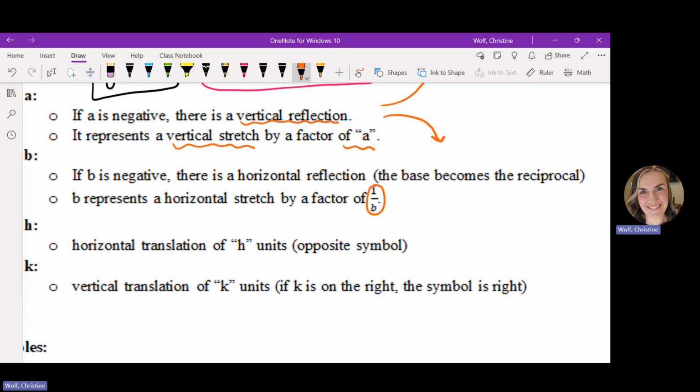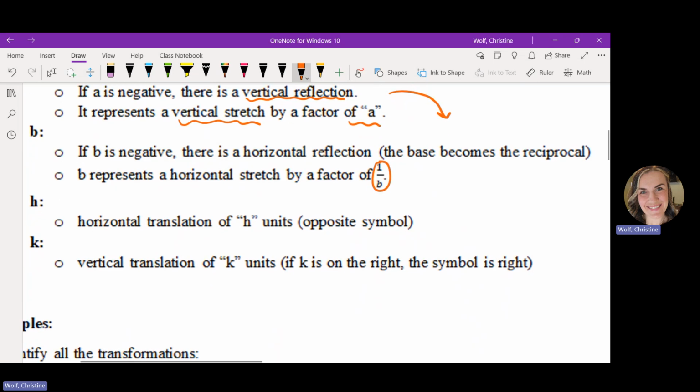And that's where you have to flip the B. Remember? So if B was 2, that actually means we're stretching by only 1/2. That means we're actually getting smaller. And the other way, if B is 1/8, that means we're actually stretching by 8. You always flip the B to get that horizontal stretch.